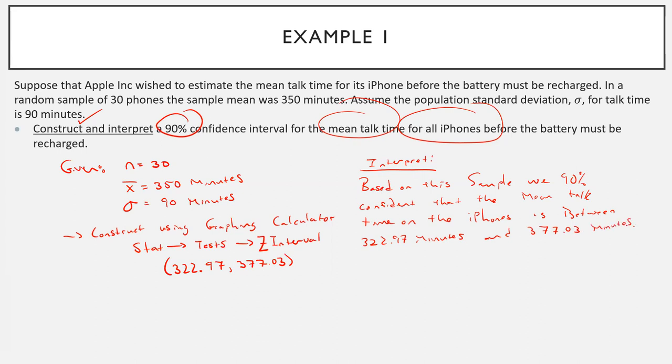I just want to be clear, that's an estimate for the average, for the mean. An incorrect interpretation would be saying, oh, 90% of iPhones have a talk time between those two numbers. That's not true. Or if I pick up my phone, there's a 90% chance that my talk time will be between those two numbers. That's not true. What we're saying is that we're 90% confident that the average talk time of all the iPhones is somewhere between 322.97 and 377.03.